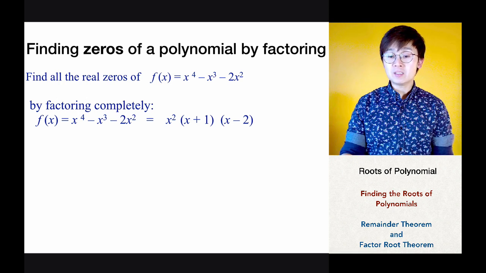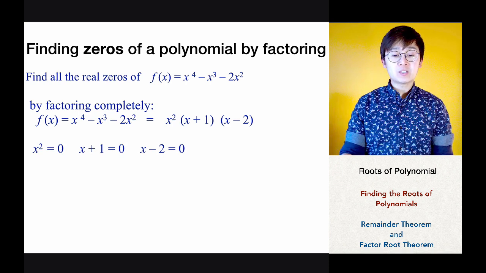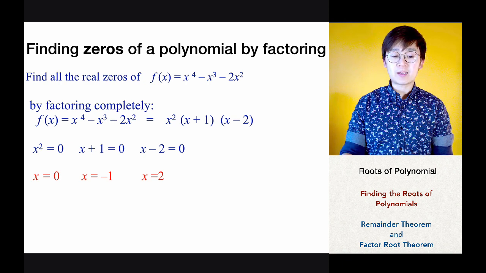Now these factors are easy to solve using the zero product property because we have a factorable polynomial in this example, leading us to the roots of the polynomial. So if we have x squared, x plus 1, and x minus 2 as our factors, we can equate each of these factors to 0 so we can solve for x. The first factor gives 0, the other factor gives -1, and the other factor gives 2.